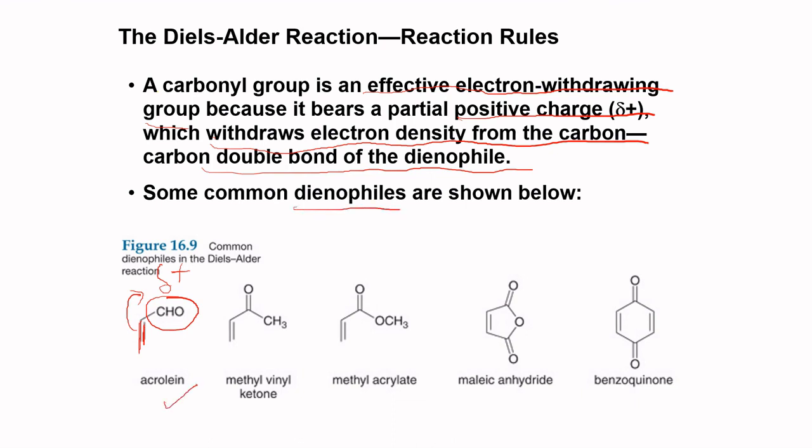So there are some common dienophiles as shown in the example here. We have acrolein, methyl vinyl ketone, methyl acrylate, maleic anhydride, and also benzoquinone. If you notice, all of the electron withdrawing groups contain a carbonyl group, as this carbon bears positive charge that can withdraw the electrons from the double bond of the dienophile.